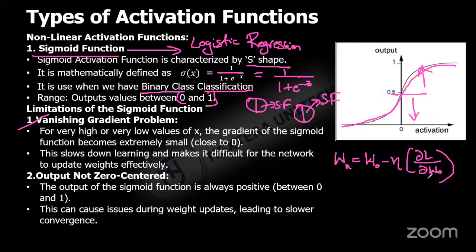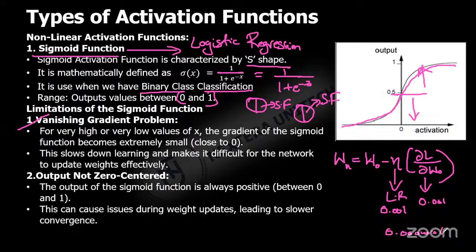So if this value is very small, and this is called the learning rate, which is typically 0.001, then when you multiply two small values, you'll get a very small value.